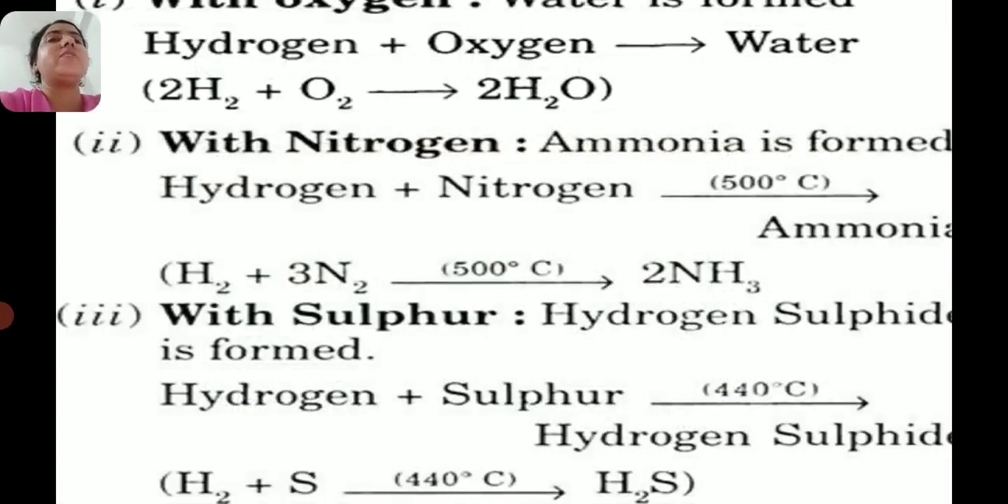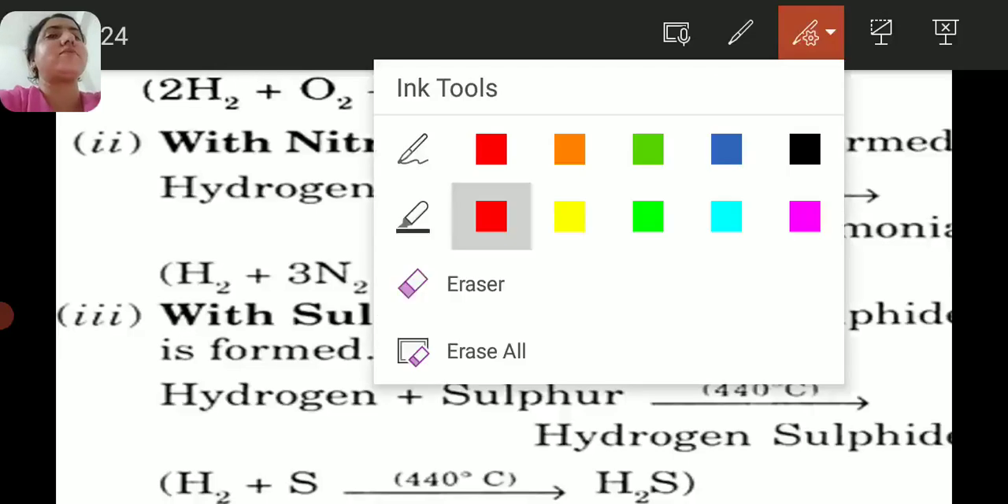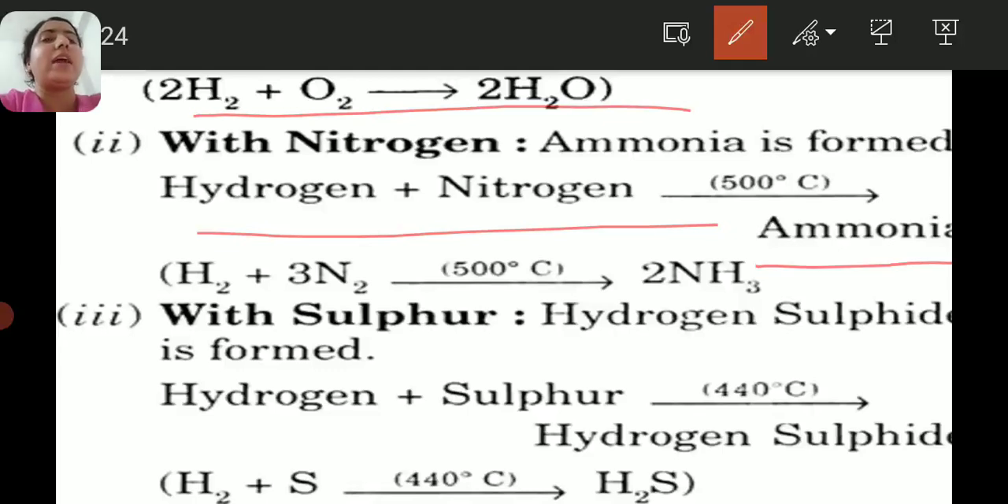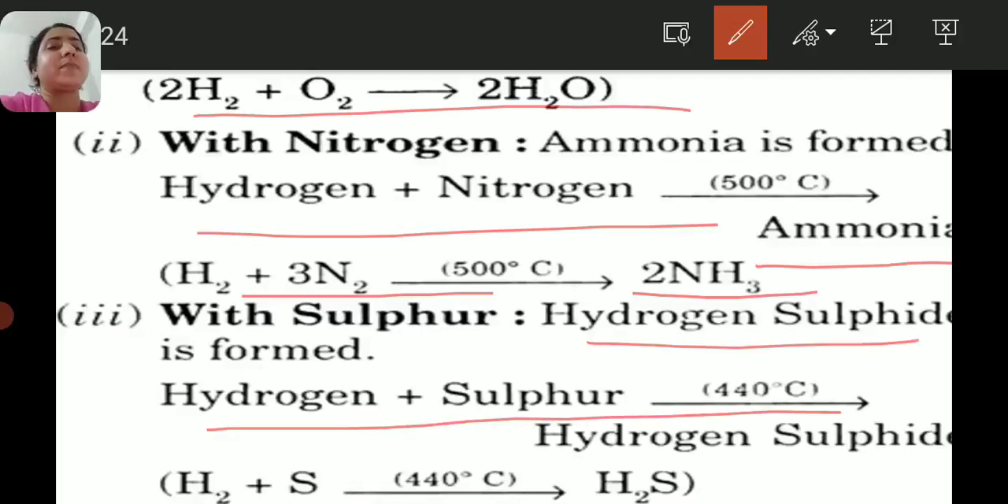In this way, when hydrogen reacts with oxygen, you get water. With nitrogen, ammonia is formed: hydrogen plus nitrogen gives ammonia, 3H2 plus N2 at 500 degrees Celsius gives 2NH3. With sulfur, hydrogen sulfide is formed: H2 plus S2 gives H2S at 440 degrees Celsius.